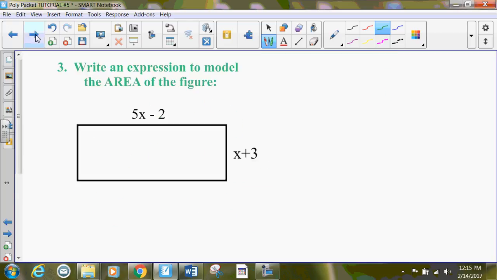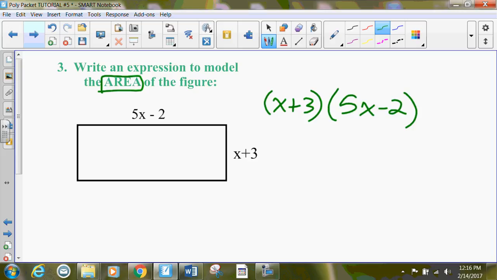Okay, so the next one is very similar to what we've seen before, where we have a rectangle and they ask us to find the area, and we know we're going to multiply the length times the width to find the area. So this time it's just a little bit harder. Instead of having one term times a binomial, a 2-term polynomial, we have a binomial times another binomial.